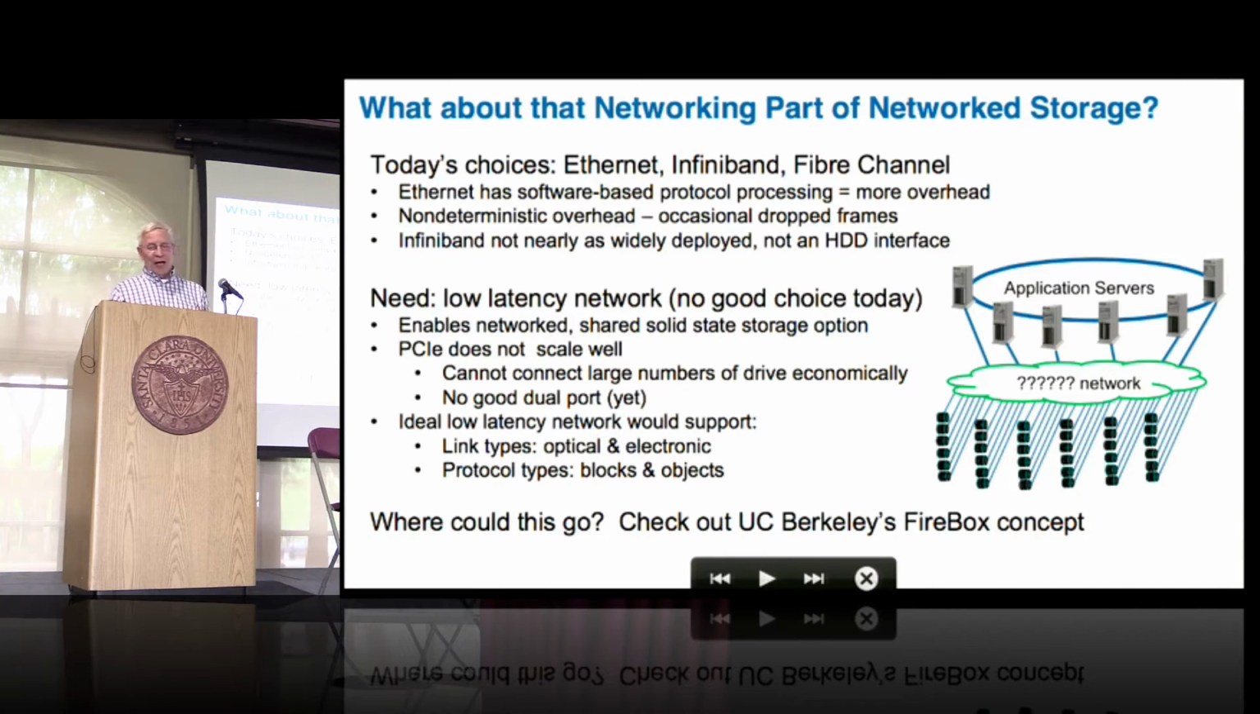InfiniBand, on the other hand, is a lot faster and a lot more complex, but it's not nearly as widely deployed, and it's not an HDD interface today.